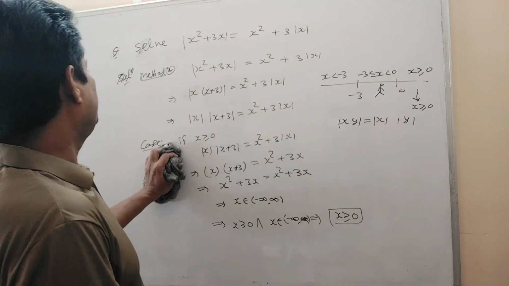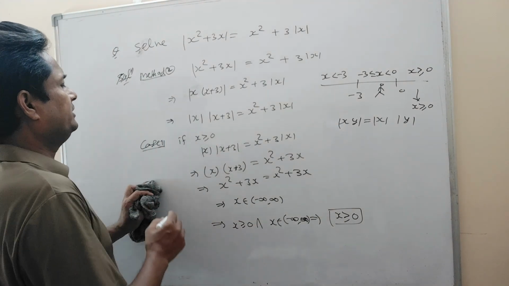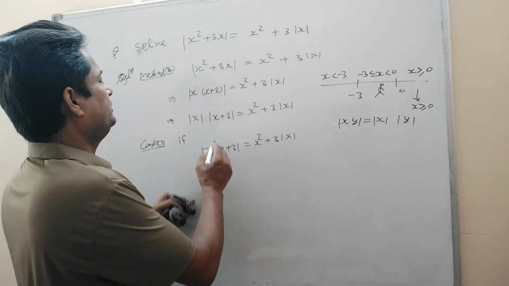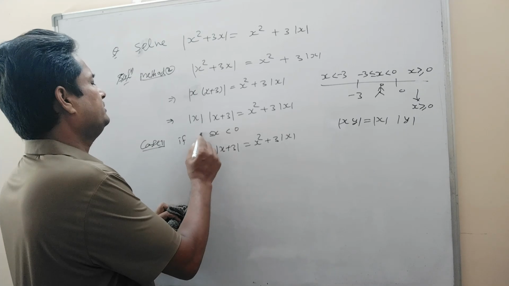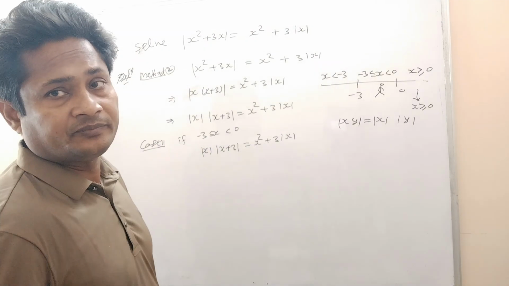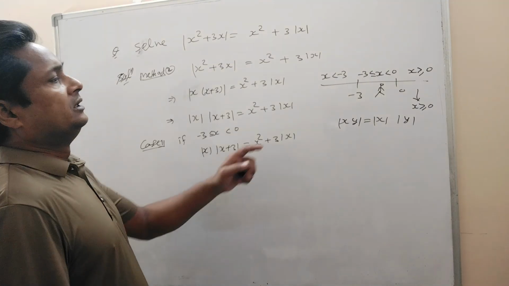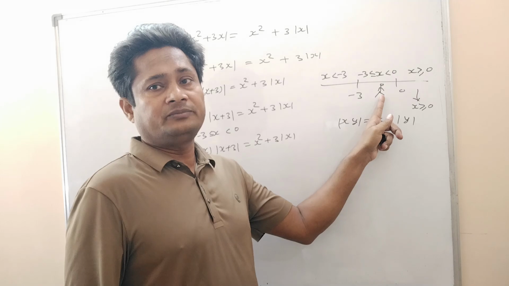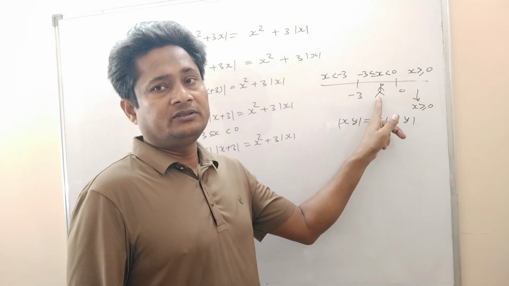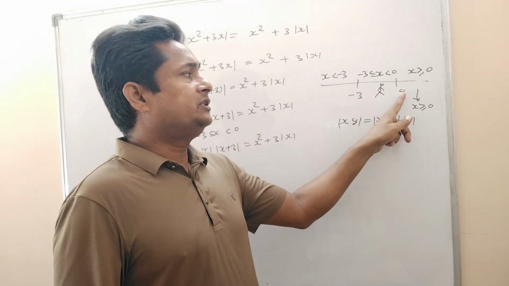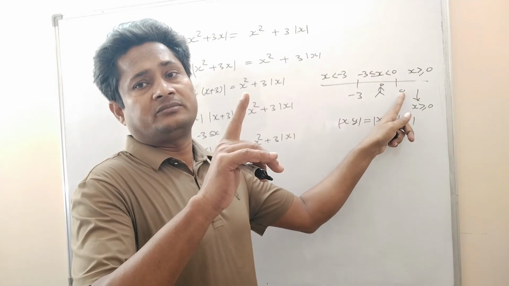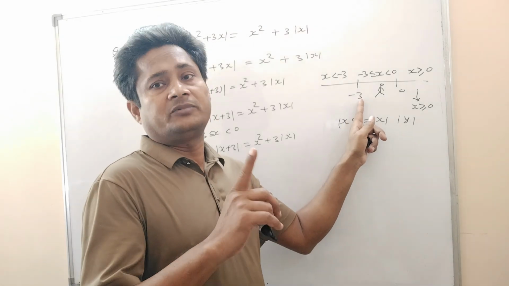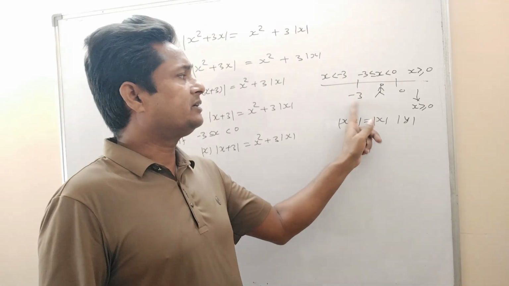Now choose the second case. If x is less than 0 and greater than or equal to minus 3, then what will be the solution? If you are in this region, then you are left of the root 0 and right of the root minus 3. Then with respect to the root 0 expression, modulus can be written with negative sign, and with respect to this expression, modulus can be written with plus sign because we are right of this one.